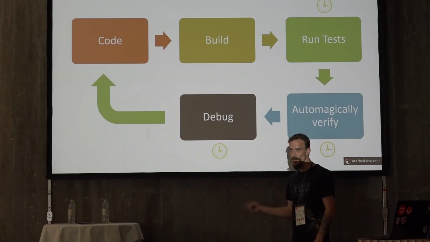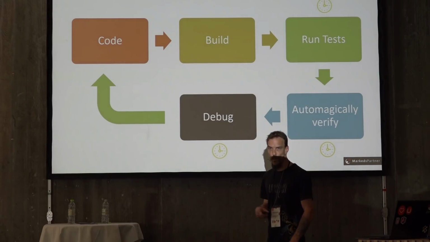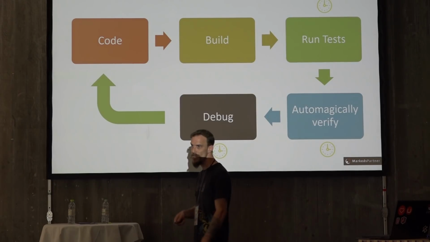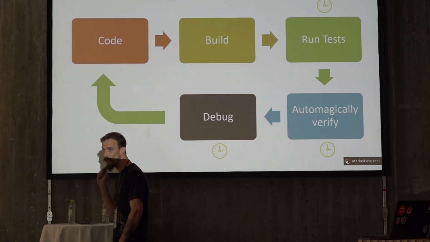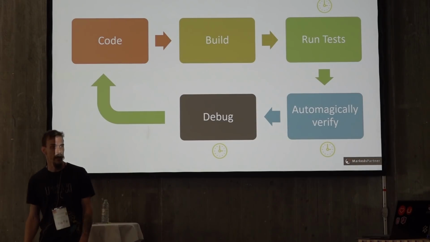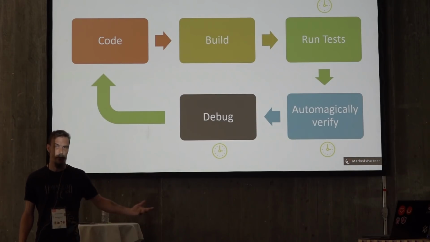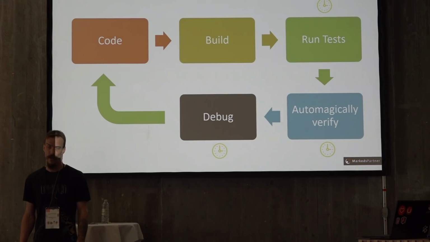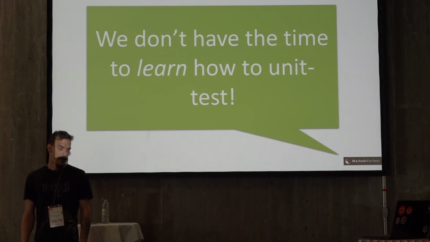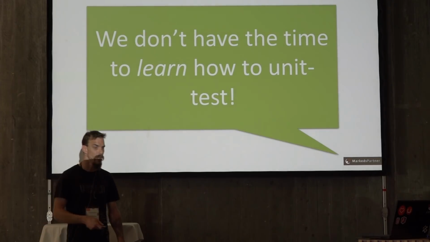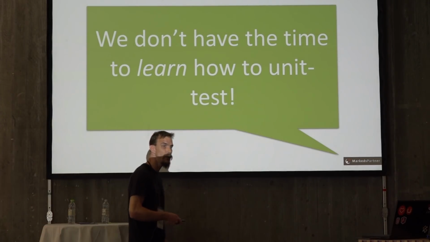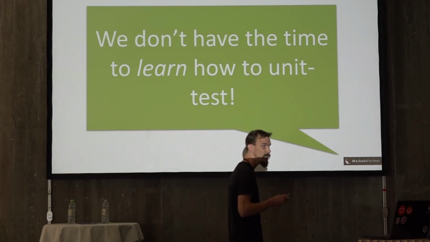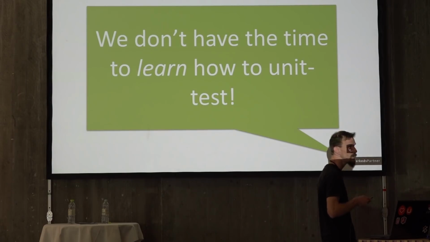Then we can go back and write more code and stay in a way smaller cycle that takes way shorter time every time. So we're already saving like half an hour every day, not waiting for this whole other process, right? So what I think everybody's actually saying is we don't have the time to learn how to unit test, and that's a completely different matter than we don't have the time to unit test.